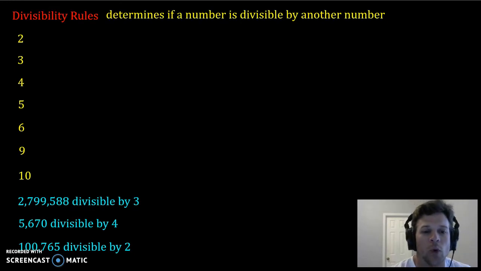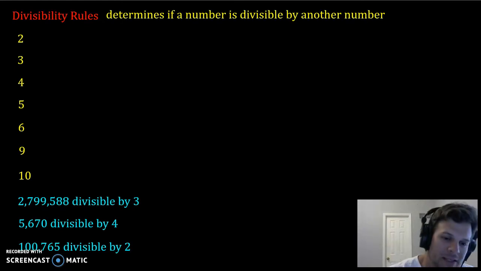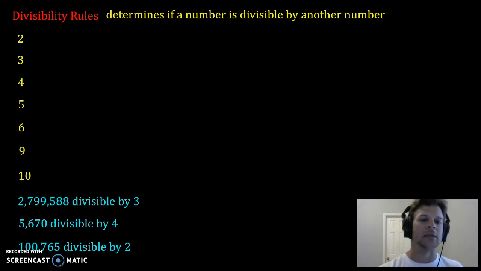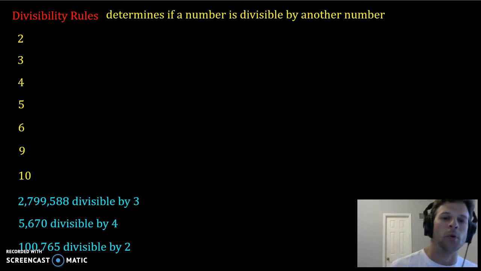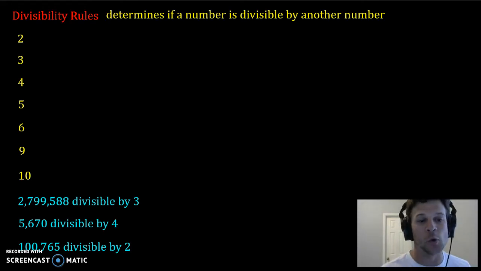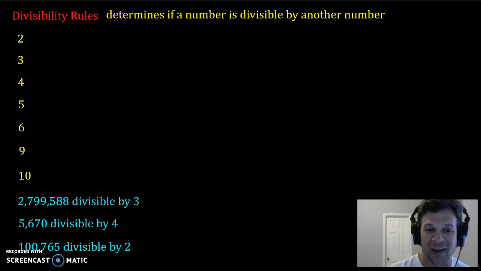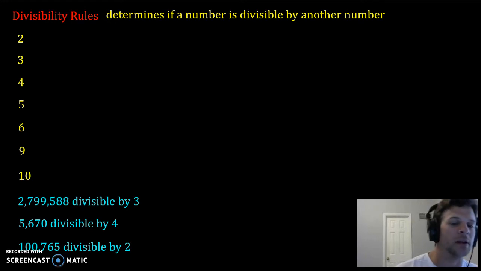For example, number 1 is not on there because every single number is divisible by 1. It's always going to be a factor of everything. 7 and 8 are not on there because they're a little bit more complicated than the rest. The whole point of using divisibility rules is to quickly assess what some factors are or whether a number is divisible by something. And 7 and 8 are just not worth the amount of time it takes to figure out if something is divisible.